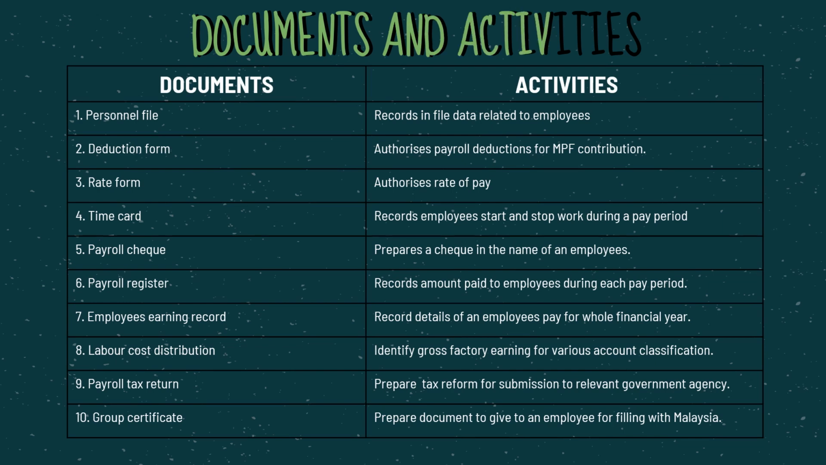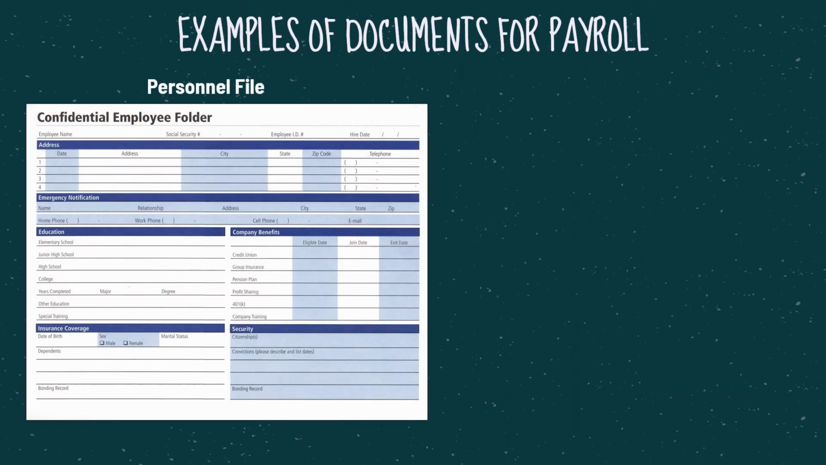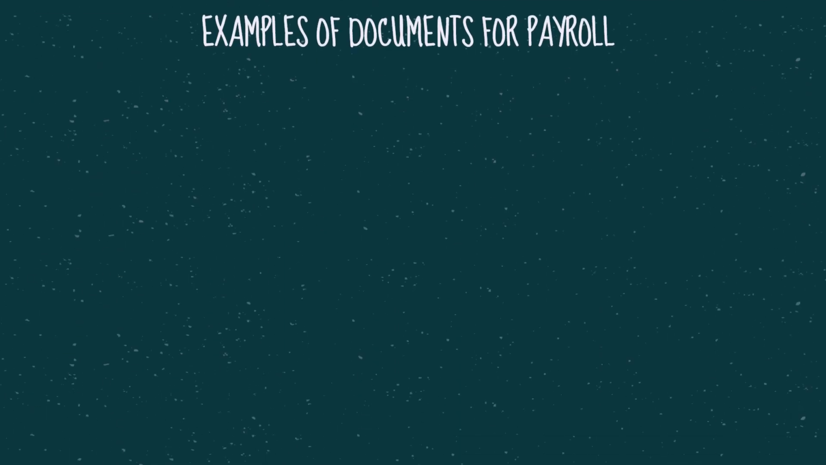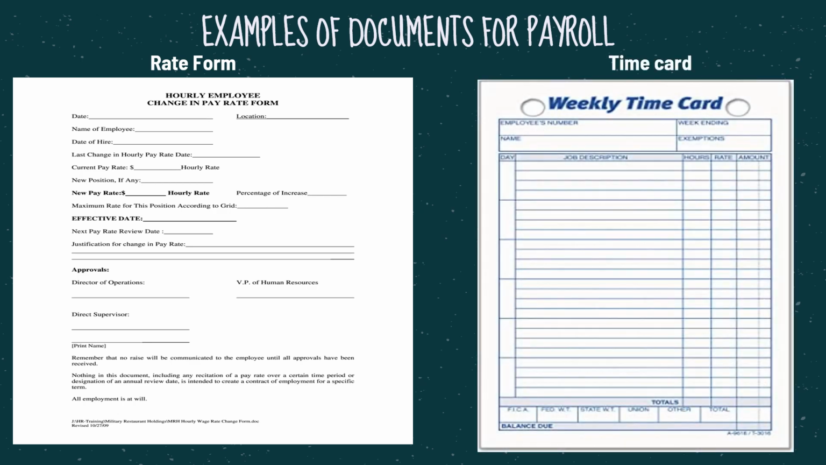These are all the documents and activities related to payroll transactions. There are a total of 10 documents. Number 1 is the personnel file. The personnel file records data related to employees. Next, the deduction form. The deduction form authorizes payroll deduction for MPF contribution. The third one is the rate form. The rate form authorizes the rate of pay. Next is the time card. The time card records employees' start and stop work times during a pay period.